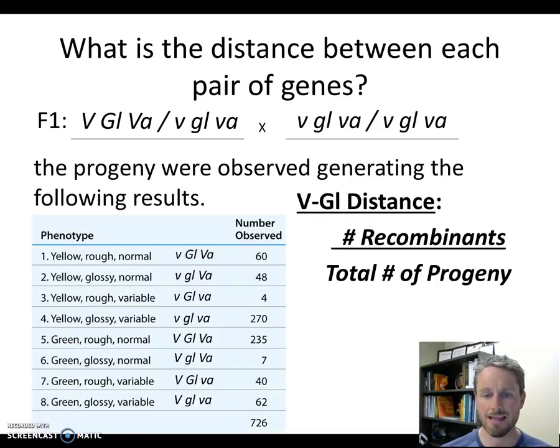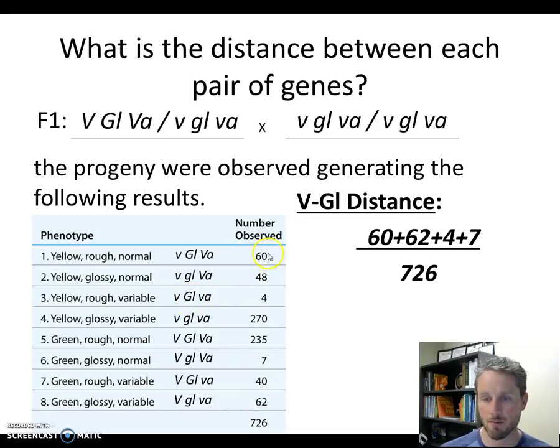So what about the V to GL distance? Okay, so I have to find the V to GL recombinants. Again, it's number 1 right here. It was number 8 at the very bottom, and it was number 6 and number 3 as well. So I'm going to take those numbers, 60, 62, 4, and 7. Those represent all the recombination events that occurred between the V gene and the GL gene.